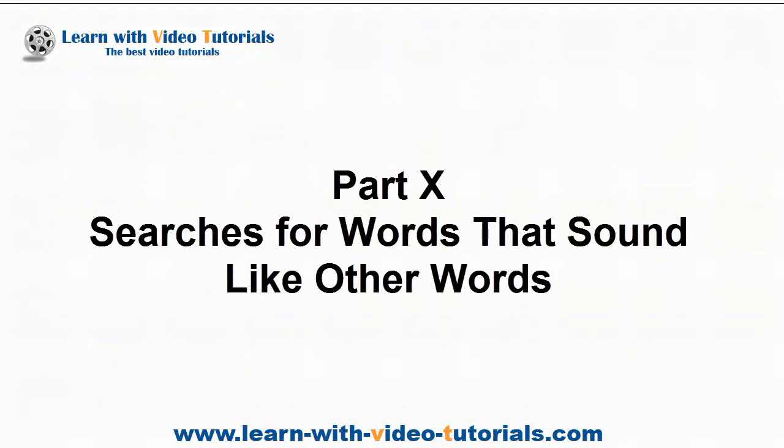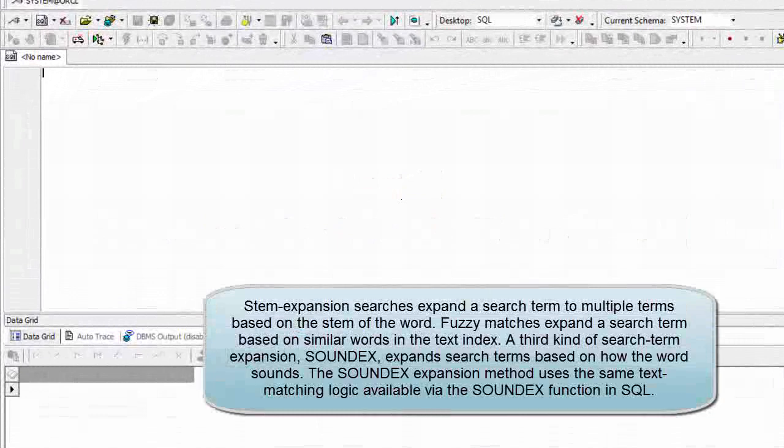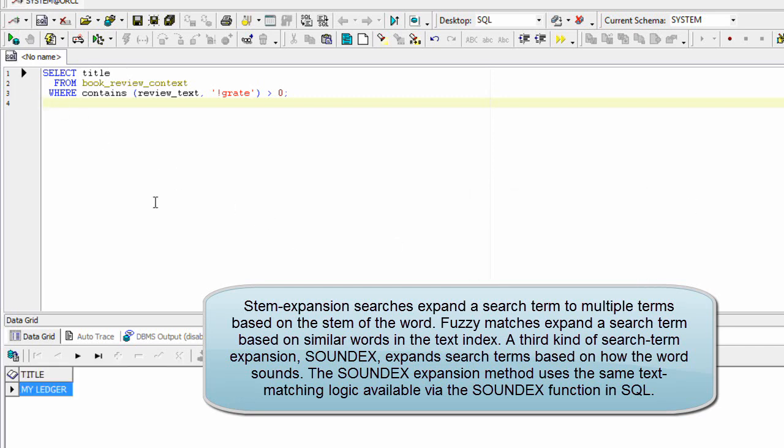Part 10. Searches for words that sound like other words. Stem expansion searches expand a search term to multiple terms based on the stem of the word. Fuzzy matches expand a search term based on similar words in the text index. A third kind of search term expansion, SoundX, expands search terms based on how the word sounds. The SoundX expansion method uses the same text matching logic available via the SoundX function in SQL. To use the SoundX option, you must precede the search term with an exclamation mark.